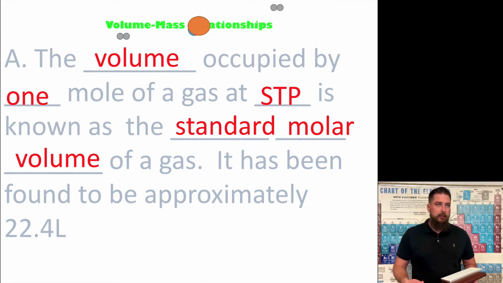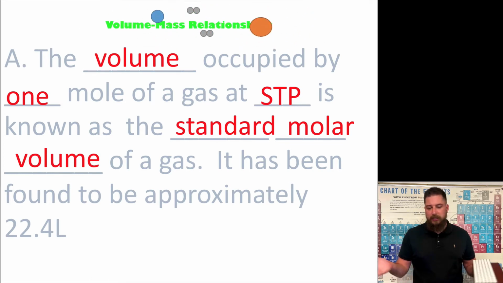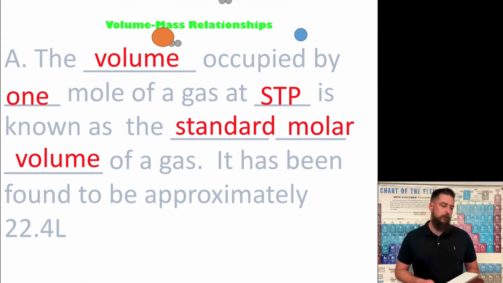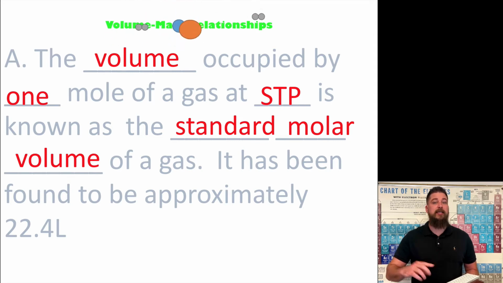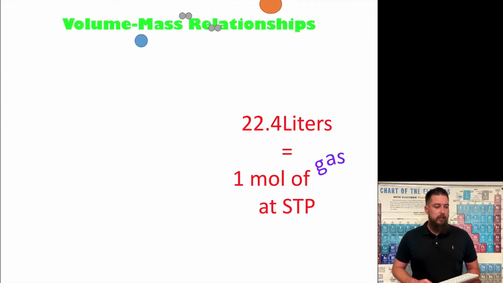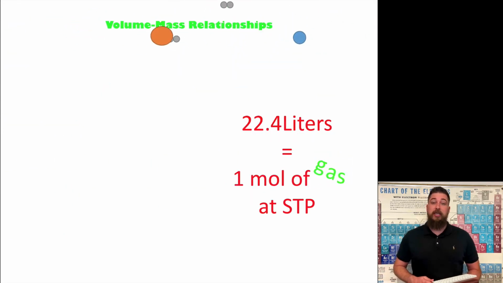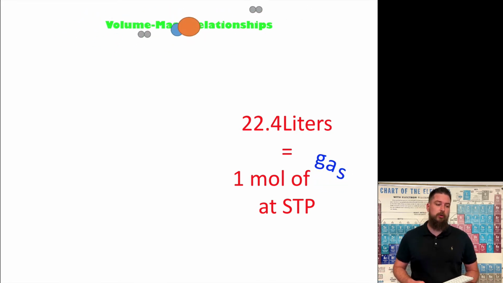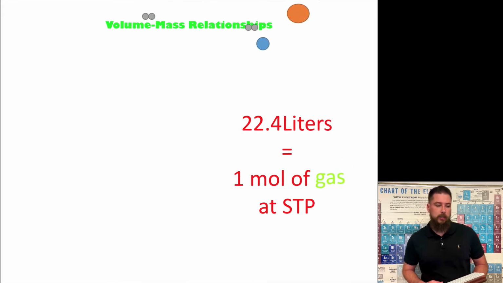That's somewhere around 7 gallons or something like that. Off the top of my head, I'm not sure if it's exactly that, but it's around 6 to 7 gallons. 1 mole of a gas is around 6 to 7 gallons or so. So there's the relationship there: 22.4 liters is going to be equal to 1 mole of gas at standard temperature and pressure.